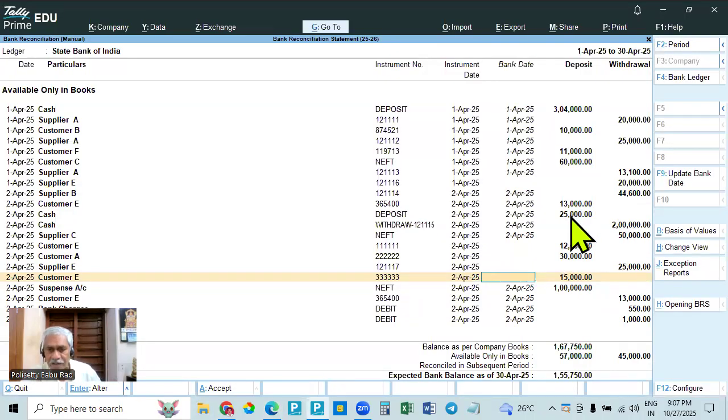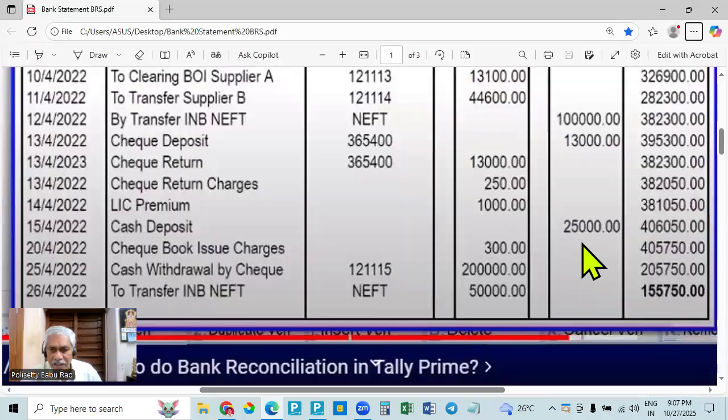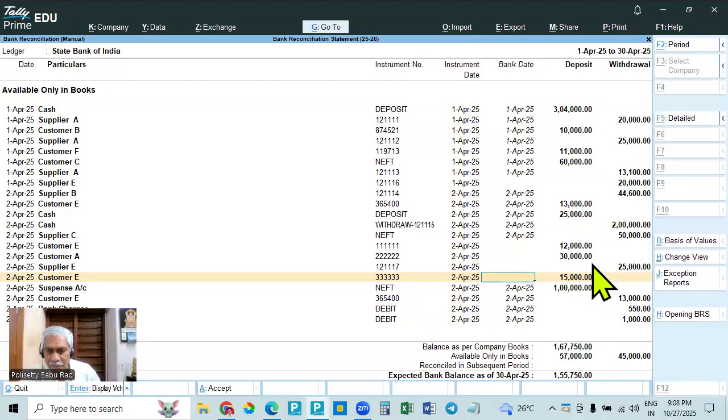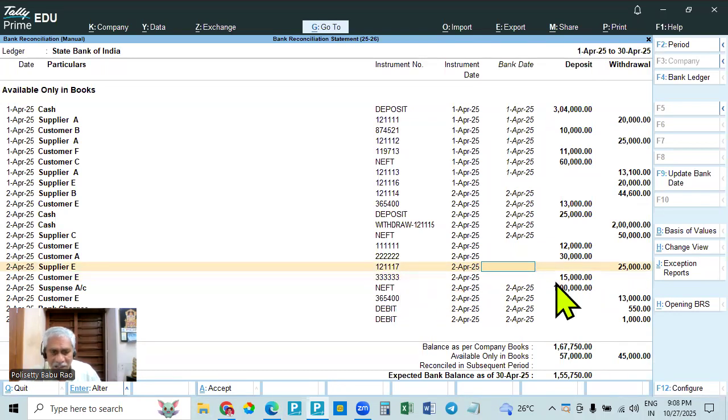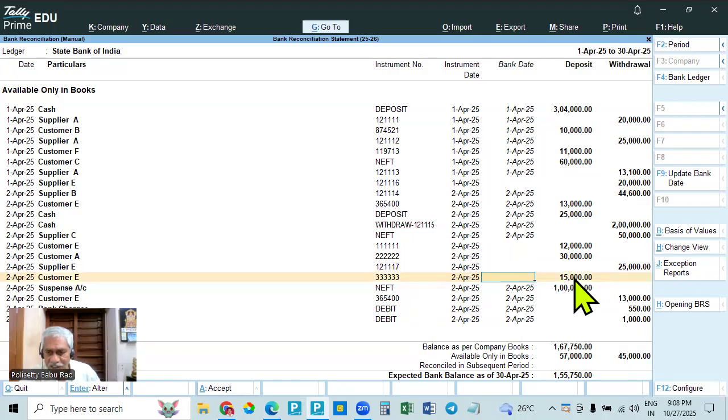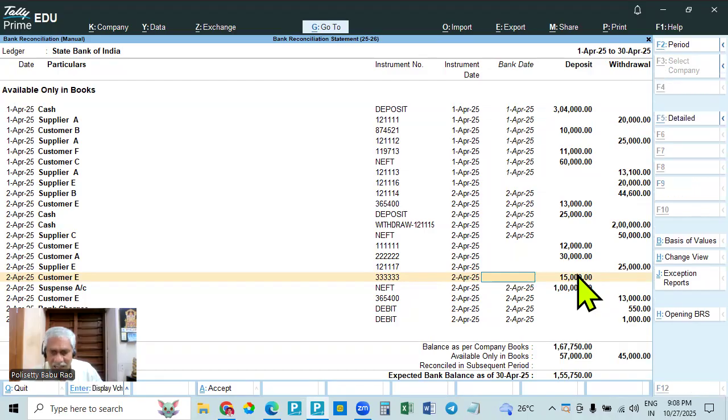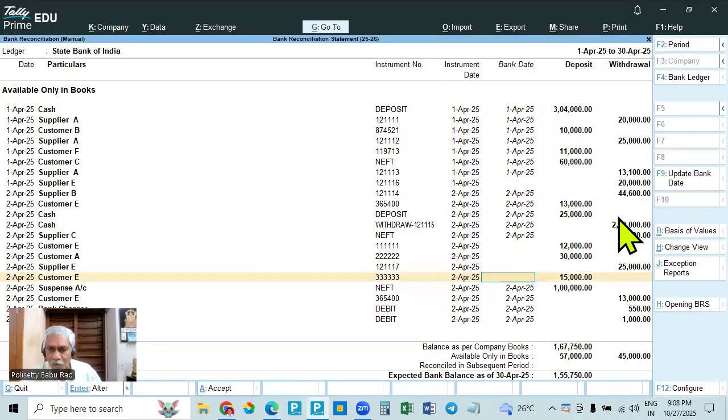25,000. This one is the deposit. This is the bank deposit. That is completed. That is over. And after that, these two are completed. But these two plus one are not available. And the check deposited, 15,000, is also not available. That's all. So these are not available in the bank. Available in the books only.